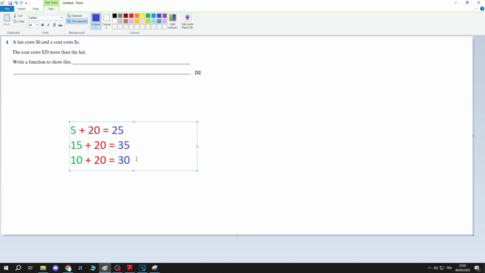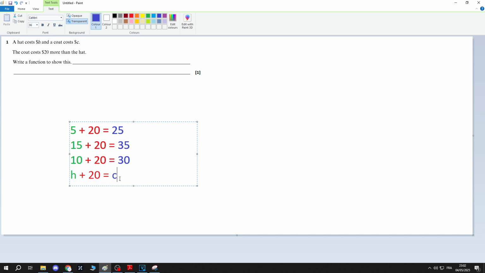So now, instead of writing with constants, instead of writing with numbers, let's try to replace them with the letters that they gave us. So green stands for hat, and we know that hat stands for H, right? So H plus 20 equals C, which stands for coat. So the function is H plus 20 equals C.